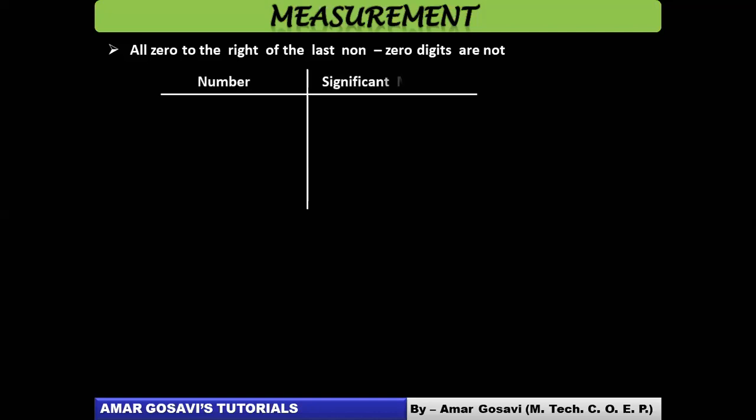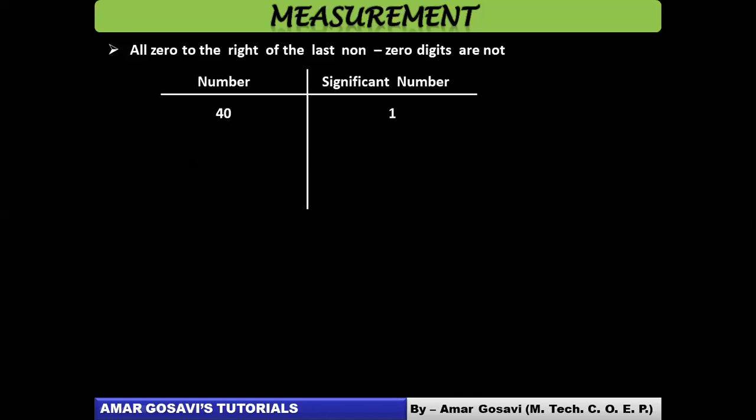Let's talk about a number. 40. So here, how many significant figures? To the right hand side, right of the last non-zero, what about the 0 over here? Is it on the right hand side? So is it significant? No. If it is on the right hand side, the significant figure is only 1. So this 0 should not be considered as significant. That's what it means.